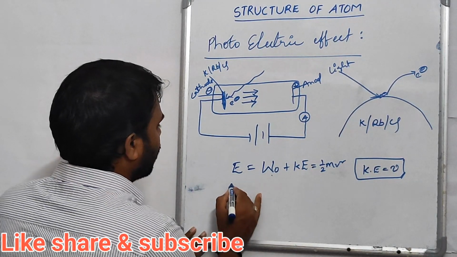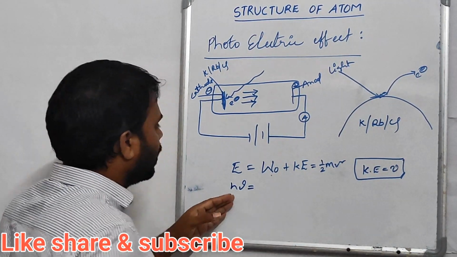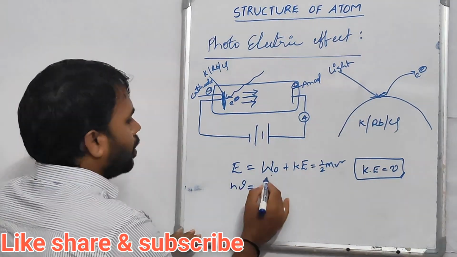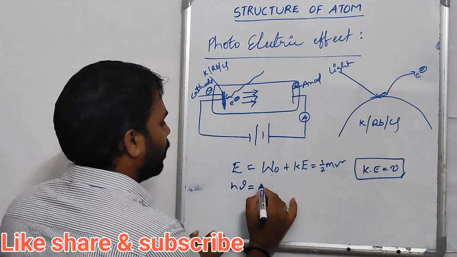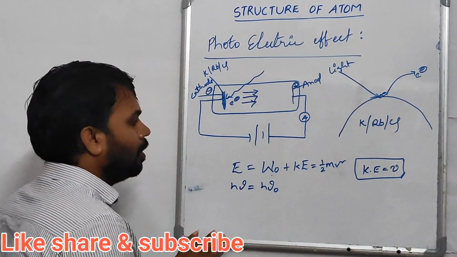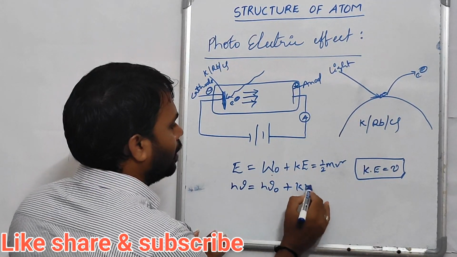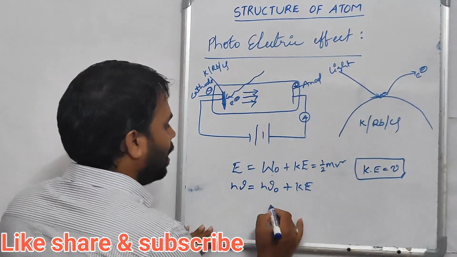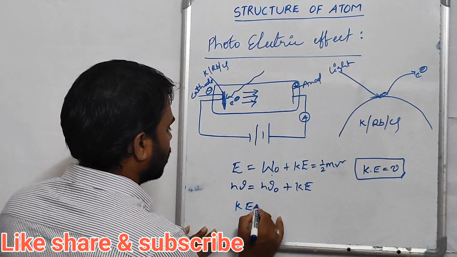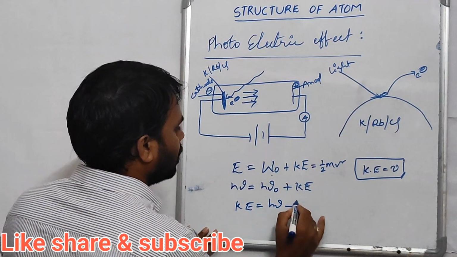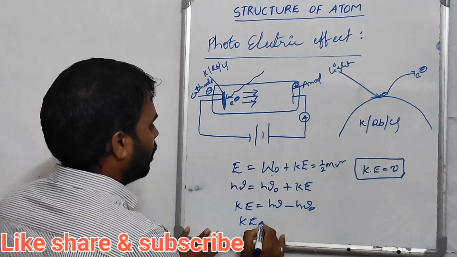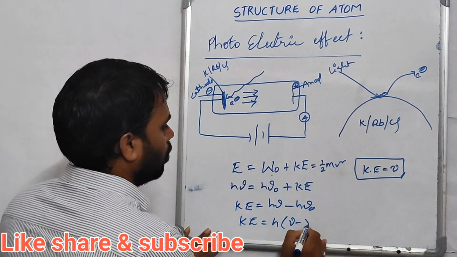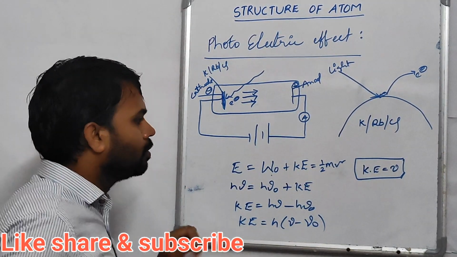Now, E is equal to h nu, the frequency of incident light. W naught is equal to work function or threshold energy, that equals threshold frequency, that is h nu naught, plus kinetic energy. From this, kinetic energy is equal to h nu minus h nu naught. Kinetic energy is equal to h times nu minus nu naught.